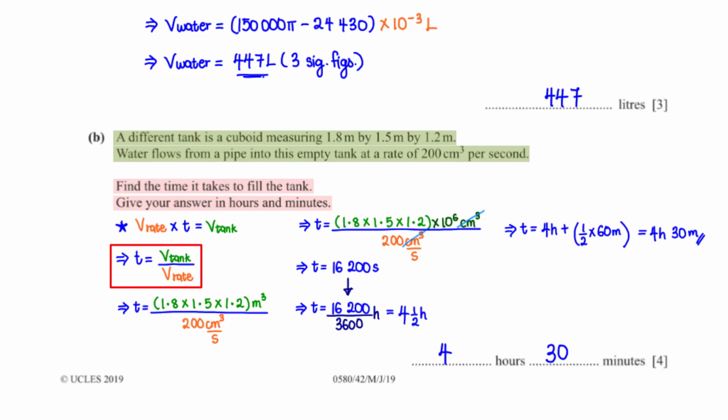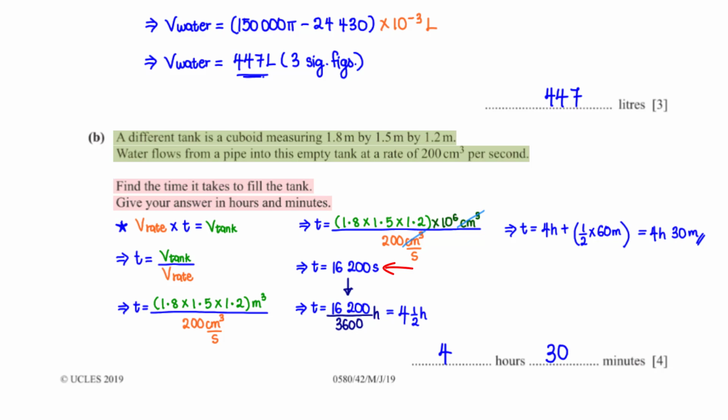The time it takes to fill the tank will be equal to the volume of the tank divided by the volume flow rate. The tank is in the shape of a cuboid, and so its volume is 1.8 times 1.5 times 1.2 meters cubed. We've been given the volume flow rate as 200 cm cubed per second. To convert the volume of the tank to cm cubed, we multiply by 10 raised to the power 6. The cm cubed cancels out, so we can have our answer in seconds. When we type this into the calculator, we get 16,200 seconds.